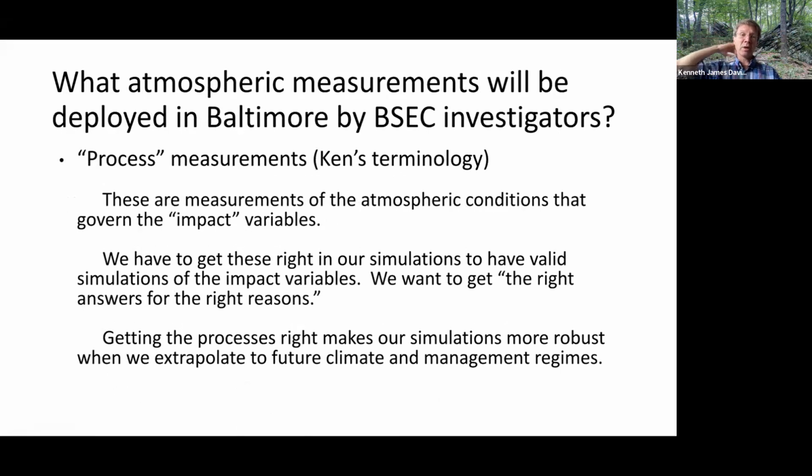We're going to talk about what I've been calling the process measurements. And so we're going to go a couple layers into why. These are measurements of the atmospheric conditions. We need to understand the impact variables, like the person level climate and air quality. We have to get these process quantities right so that we get the right answers for the right reasons. And if we get these processes right, then our simulations are going to be more robust when we extrapolate to future climate and management.